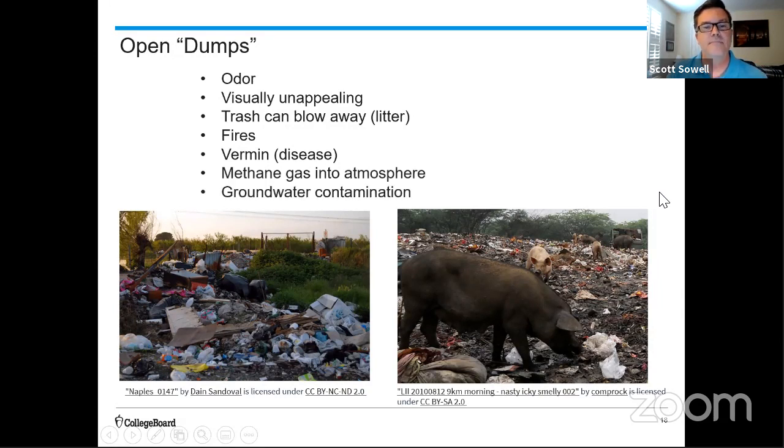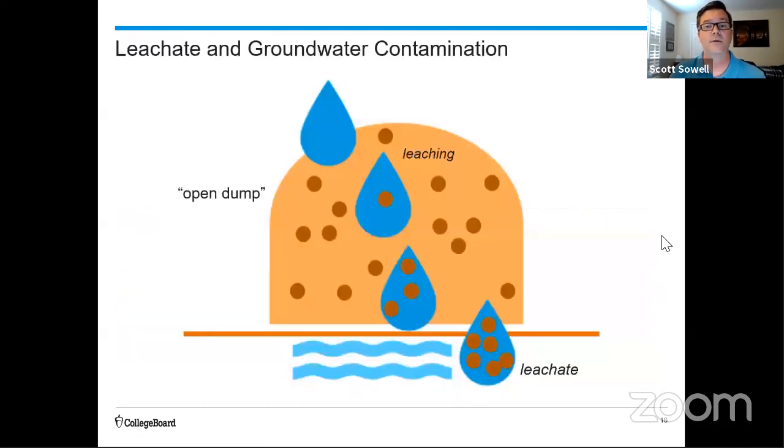The last two are methane and groundwater contamination. So methane getting into the atmosphere and something from this dump actually contaminating our groundwater. So I want to focus quite a bit here at the beginning on those two particular environmental problems associated with a dump. So let's look at this dump. So this is not a landfill. This orange dome would represent this open dump where we've dumped all this trash. And I want you to imagine the dark brown dots as pollutants or toxins.